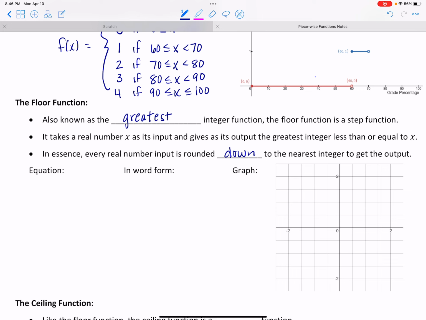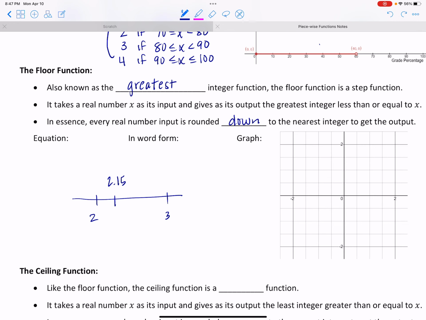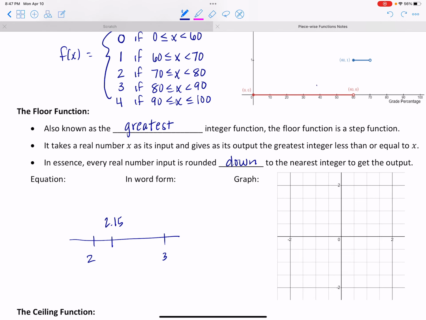So, for example, and don't write this, just so you can understand. Okay, let's say we're looking at a number line. Let's just go positive for now. Here's 2 here, here's 3 here. If I said, what is the floor for 2.15, that if 2.15 was my input and I wanted to find the floor for that input, I want to round down to the nearest integer. So the nearest integer below it, less than or equal to it, right? That's what we're saying here, would be 2. So the floor for 2.15 would be 2. And then the ceiling, when we get to that, is just the opposite. It's rounding up, so the ceiling for 2.15 would be 3.